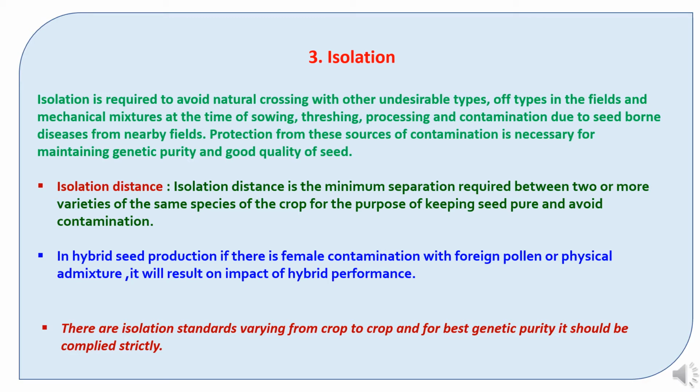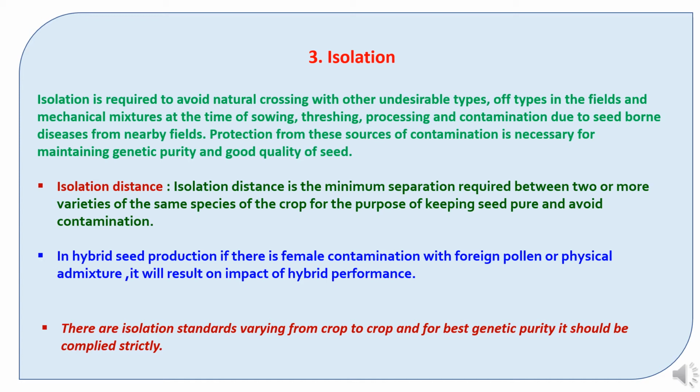Third safeguard measure is isolation. Isolation is required to avoid natural crossing with other undesirable types in the fields and mechanical mixtures at the time of sowing, threshing, processing, and contamination due to seed-borne diseases from nearby fields. Protection from this source of contamination is necessary for maintaining genetic purity and good quality of seed.